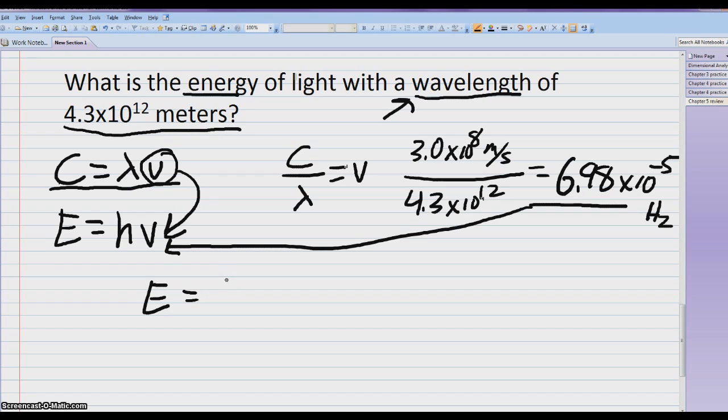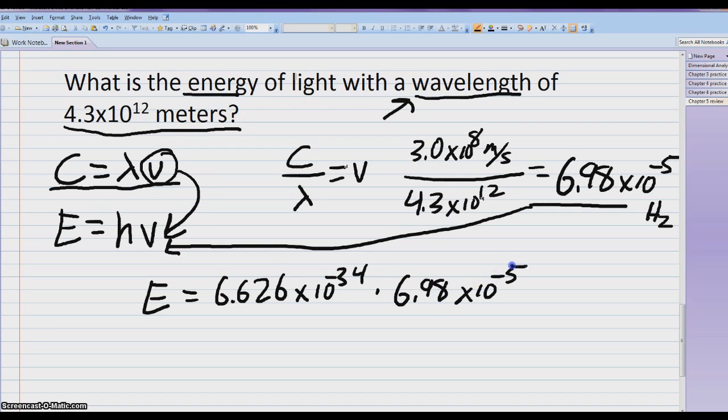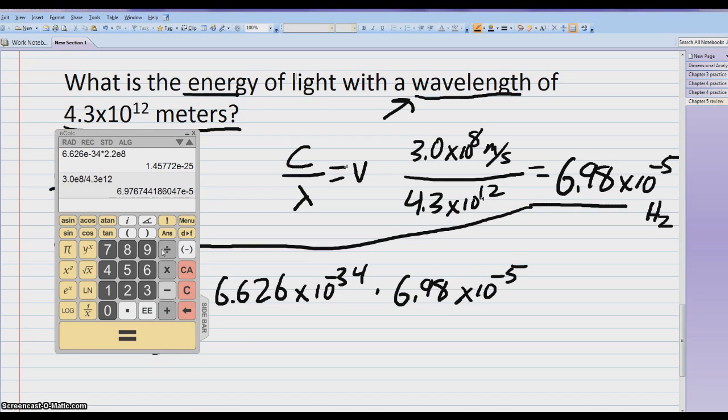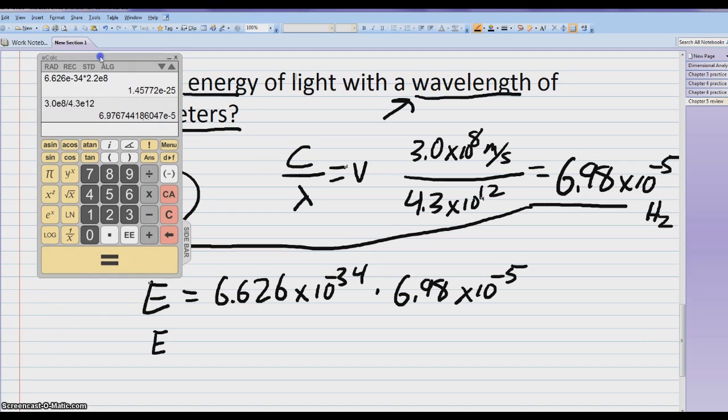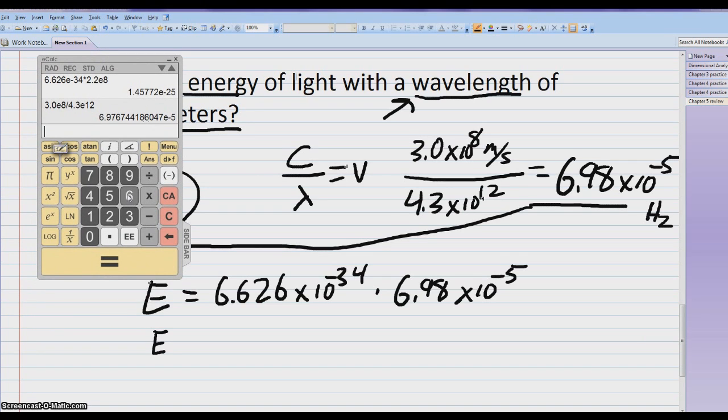Energy equals Planck's constant, 6.626 times 10 to the negative 34th, times what we just found, the 6.98 times 10 to the negative fifth. Okay, so let's move that calculator there. For some reason it's not moving. Okay, there we go. That was kind of embarrassing.